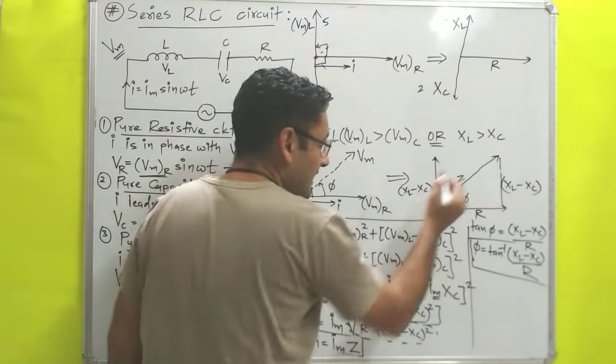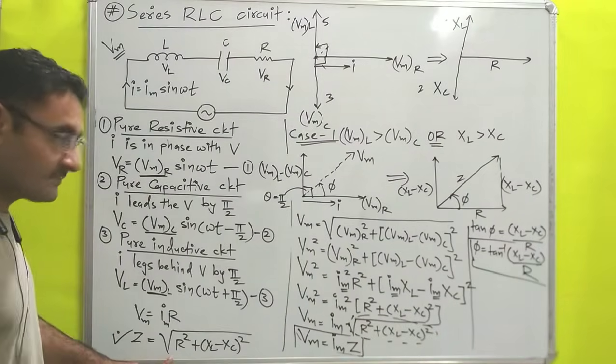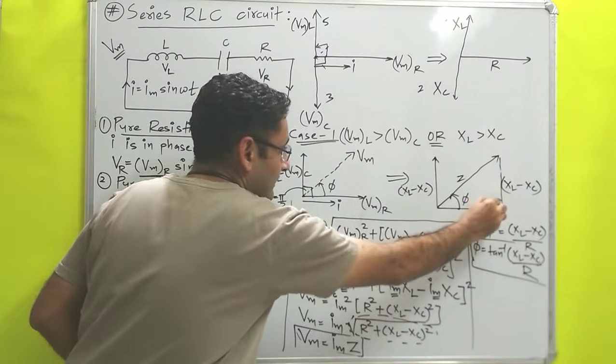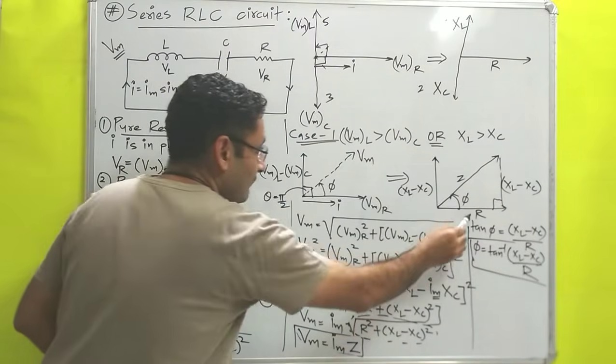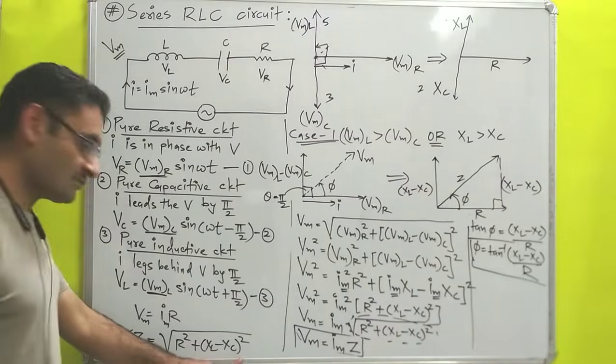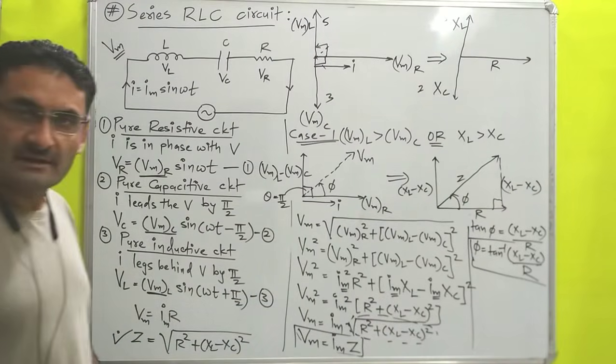And also from this diagram you can verify this equation. How? That is your 90 degree angle, so you will apply Pythagoras law. Z is equal to the square root of R square plus (XL minus XC) square. So in this way also you can verify.